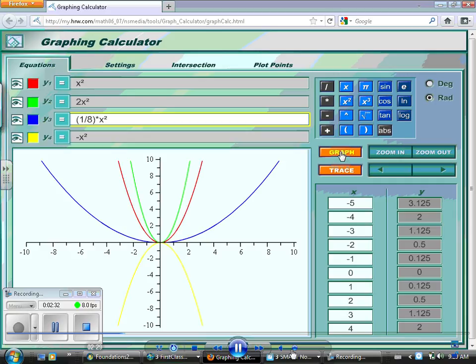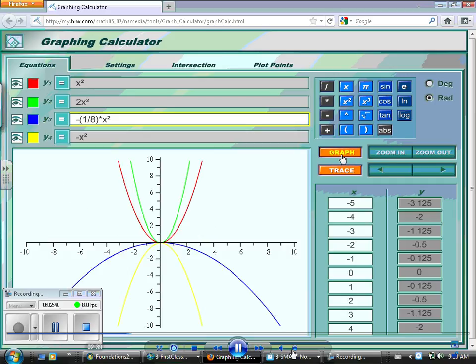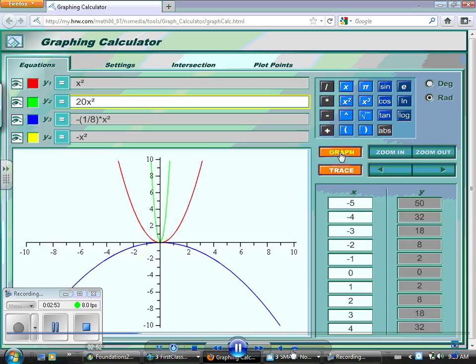Okay, so basically the smaller the absolute value of a is, the more it's going to widen. If we make it a negative a value, it's going to be upside down. We can also see that with the yellow, and the yellow one is identical to the red one, except because it's a -1 instead of 1, it's upside down. Okay, so that should tell you a little bit about the effect of a in a quadratic function in vertex form.